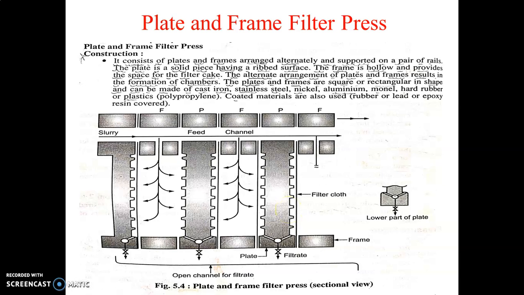So we will discuss the working in the next lecture. In today's lecture we have discussed what is meant by a pressure filter. Then we discussed the advantages and disadvantages of the pressure filter, and we discussed the plate and frame press construction. The remaining part we will discuss in the next lecture.